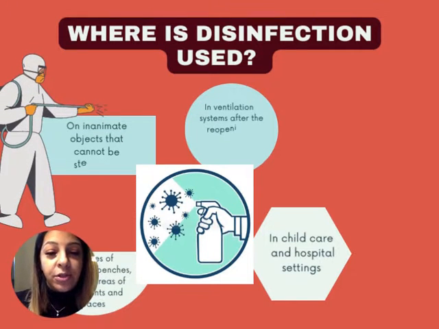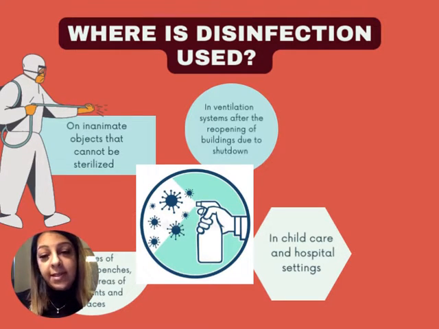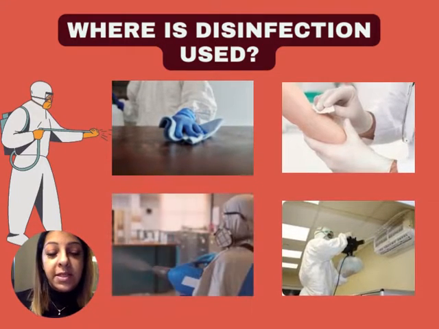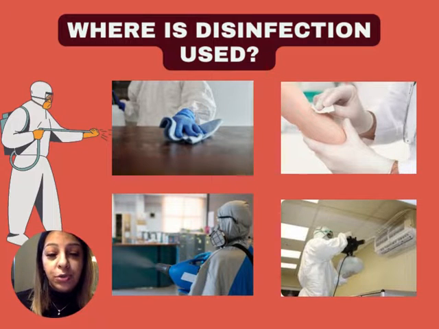Where is disinfection used? On inanimate objects that cannot be sterilized, in ventilation systems after the reopening of buildings due to shutdown, on surfaces of laboratory benches, external areas of equipment and spaces, and in childcare and hospital settings. This slide shows all the places where disinfection is used.